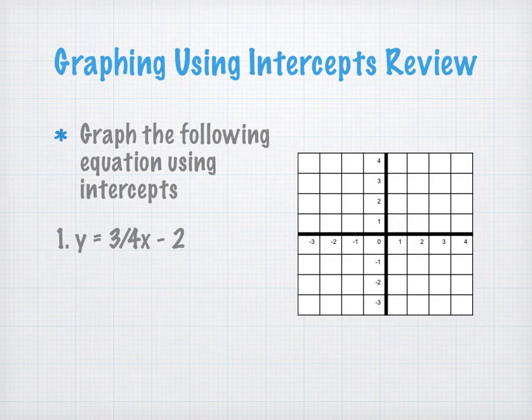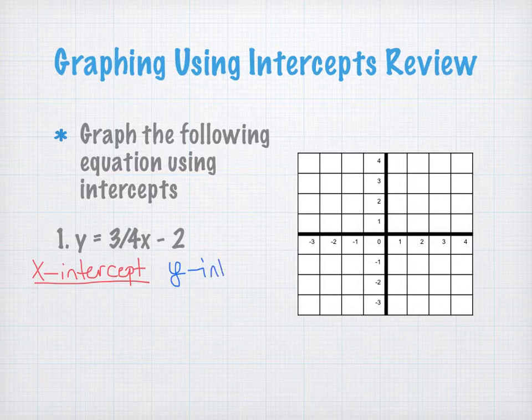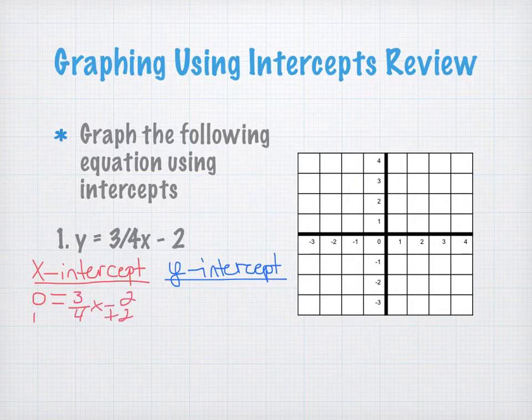Alright, so just to review graphing with intercepts, this first one we're going to graph using the x and y intercepts. So if you recall, we write down our x-intercept and our y-intercept columns. And to find the x-intercept, we plug 0 in for y and solve for x. So instead of putting y equals 3/4 x minus 2, I'm going to put 0 equals 3/4 x minus 2. Solve for x, so add 2 to both sides.